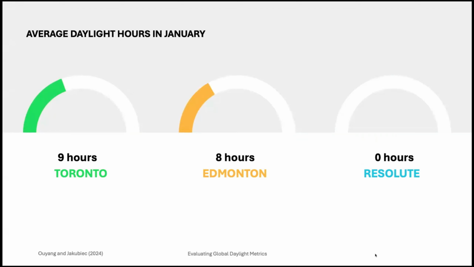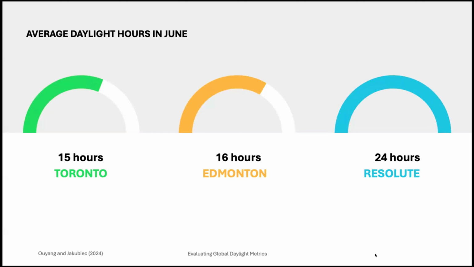As Canada spans a wide range of latitudes from 42 degrees to 83 degrees north, it exhibits a significant difference in daylight availability, with northern regions experiencing more pronounced variations. For example, in January, Toronto experiences 9 hours of daylight on average, whereas in Resolute Bay, there is absolutely no daylight. In June, Toronto experiences on average 15 hours of daylight, and in Resolute, the sun is up all day.